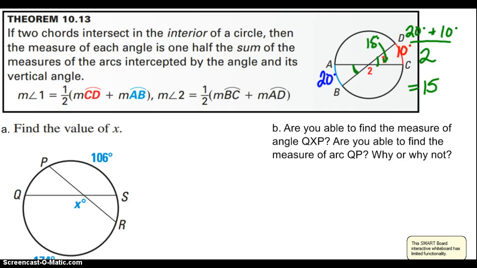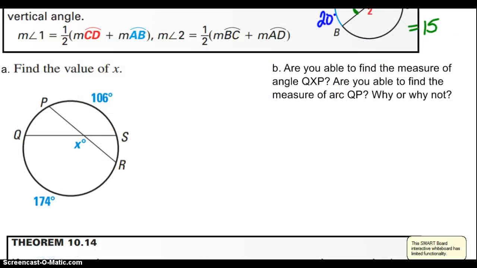If that makes sense to you, go ahead and try A and B below and pause the video. When you're all set, go ahead and unpause it to see how I would do. Alright, hopefully you've had a shot at this. Here we go. A, find the value of x.